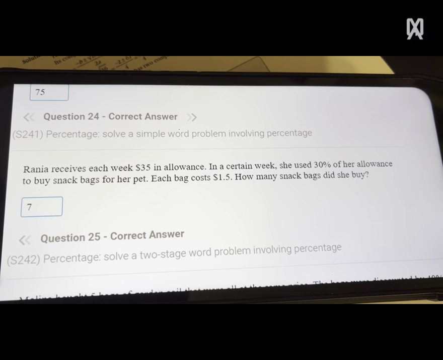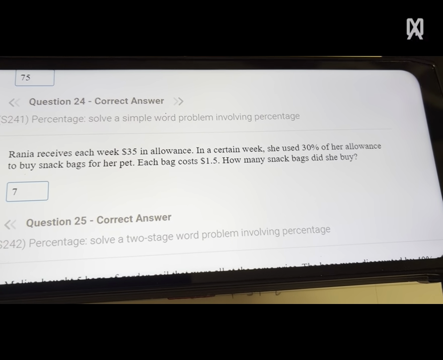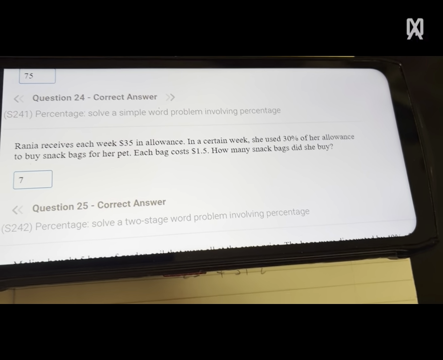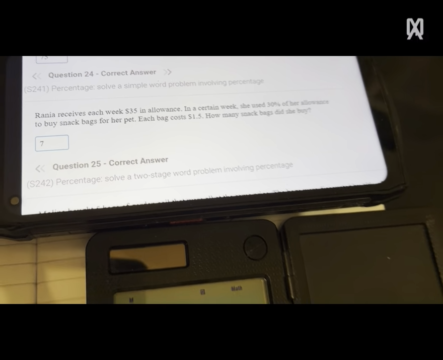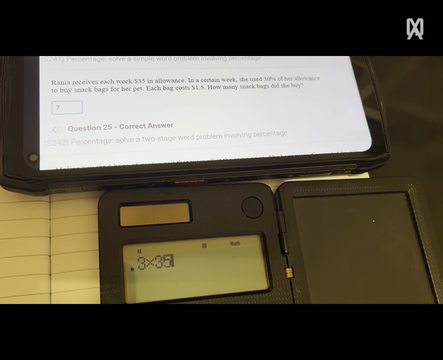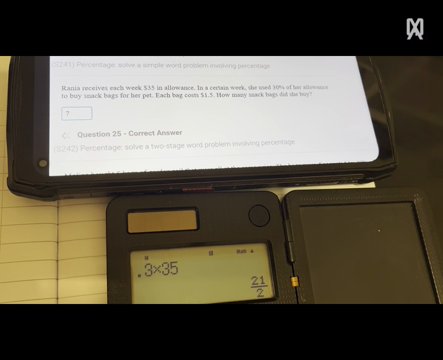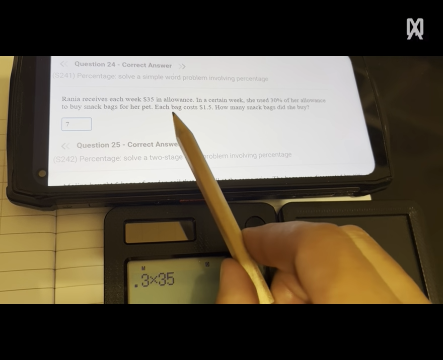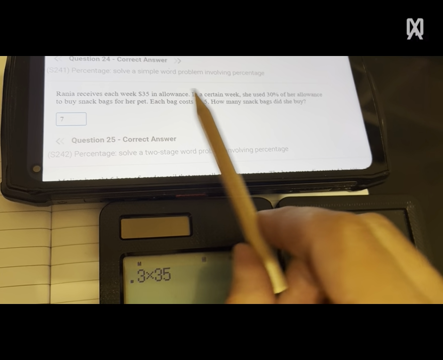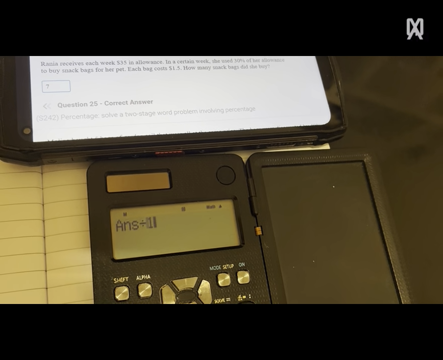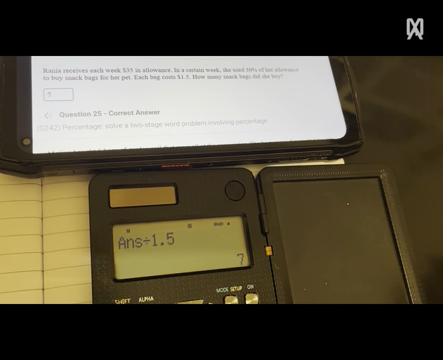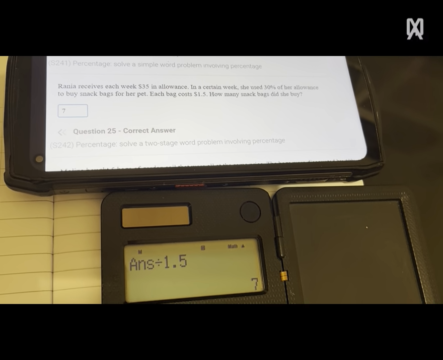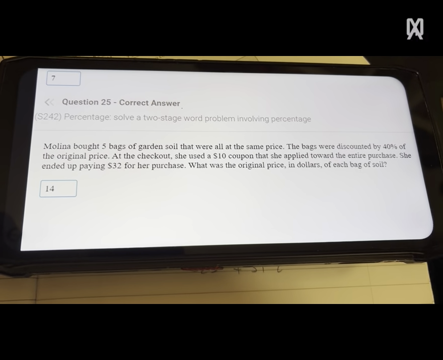This one also repeated. Rania receives each week 35 in allowance. In a certain week she used 30% of her allowance, so 0.3 of this $35. She used $10.5 to buy snack bags. Each bag is 1.5, so divided by 1.5, she can buy 7 bags with the $10.5. So she can buy 7 bags.